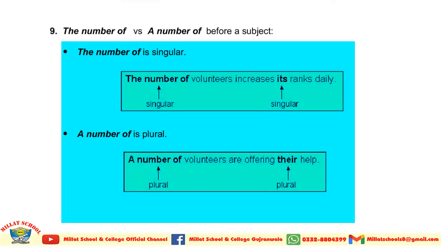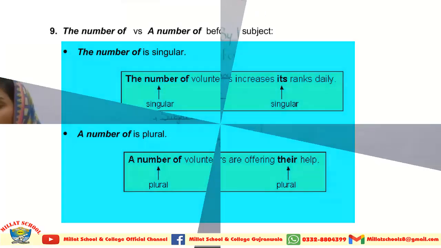The example is over here. The number of volunteers increases its ranks daily. Here the number of is used in a singular meaning, so we are going to use its for it. And in the second example, a number of volunteers are offering their help. Here a number of is used in a plural form, so we are going to use the plural referent for it.